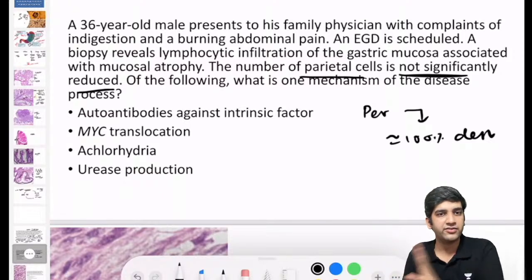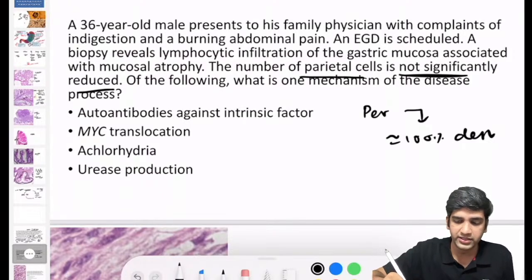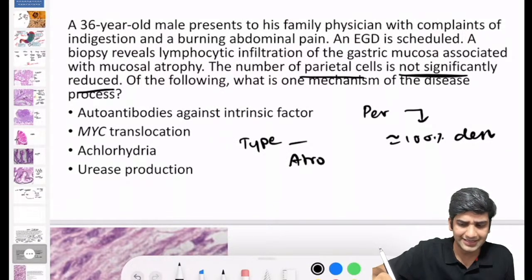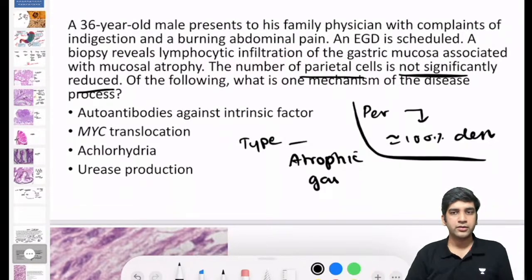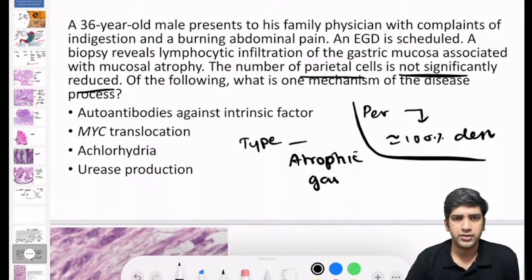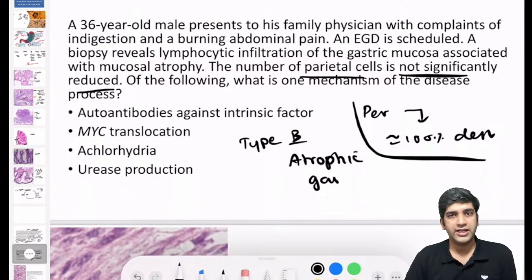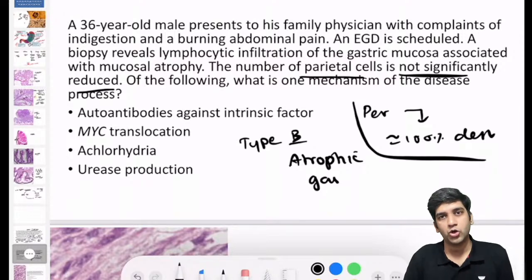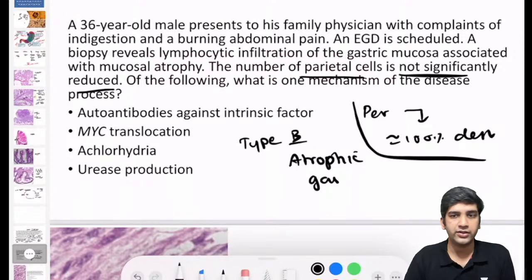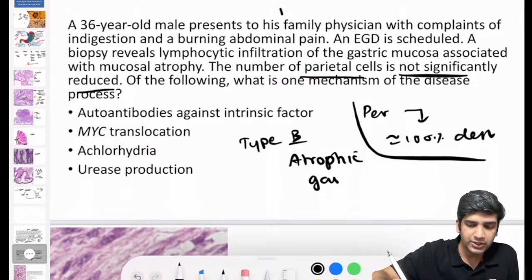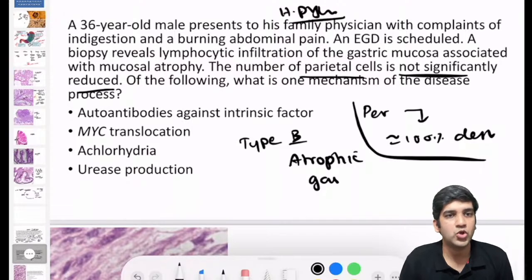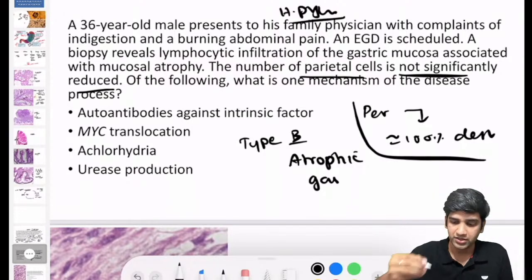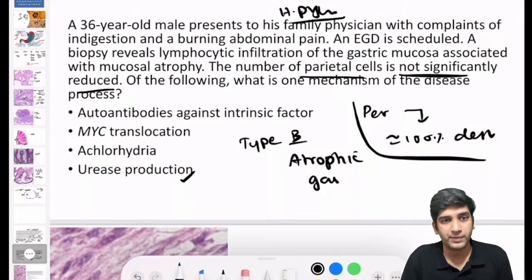If there is a little bit of parietal cells left, my first possibility is atrophic gastritis, type A or type B in this condition. This is a classical description of atrophic gastritis. You're going to say it's type A or type B. Type B atrophic gastritis, right? H. pylori is type B, and obviously autoimmune gastritis is type A atrophic gastritis, right? Great. Okay. So if it is type B atrophic gastritis, my important consideration is going to be H. pylori, and one of the mechanisms of the disease process is urease production. Urease is important for pathogenesis.